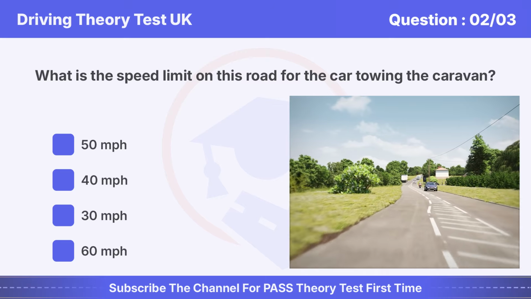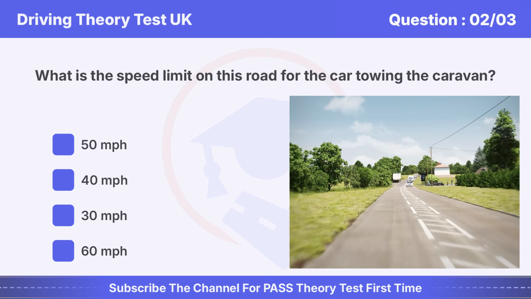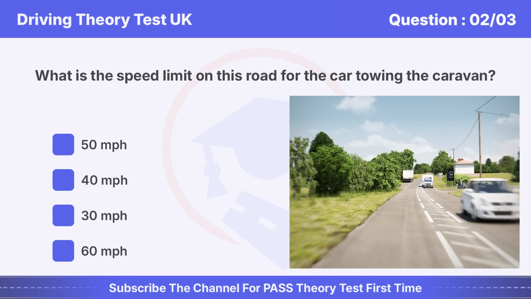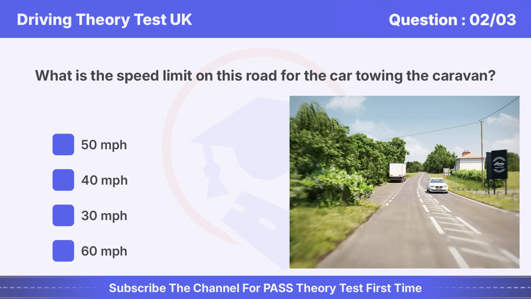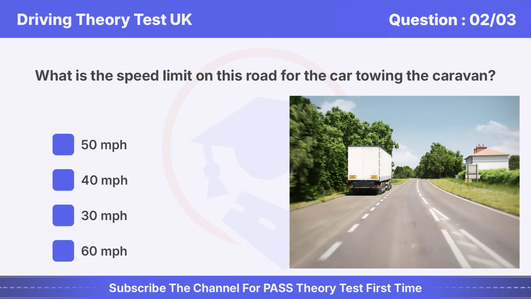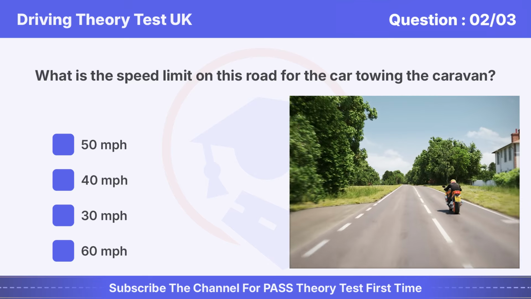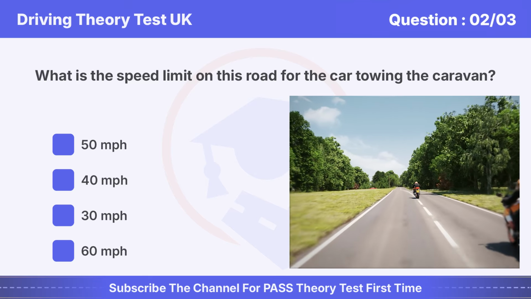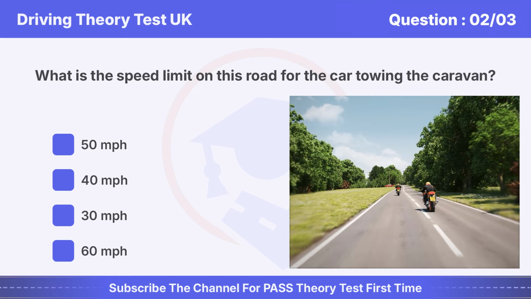Question 2. What is the speed limit on this road for the car towing the caravan? Option A. 50 miles per hour. B. 40 miles per hour. C. 30 miles per hour. D. 60 miles per hour.